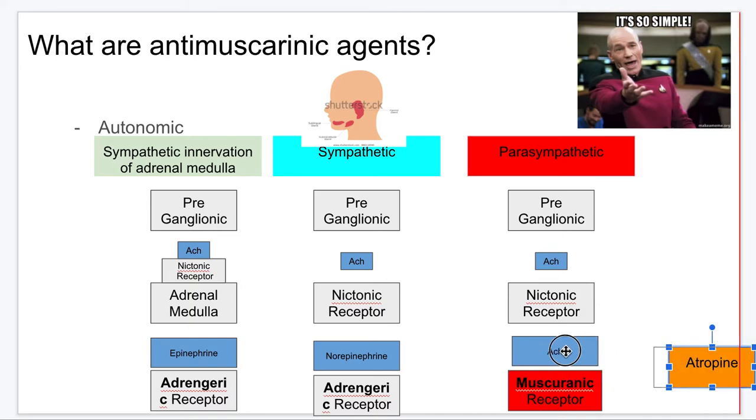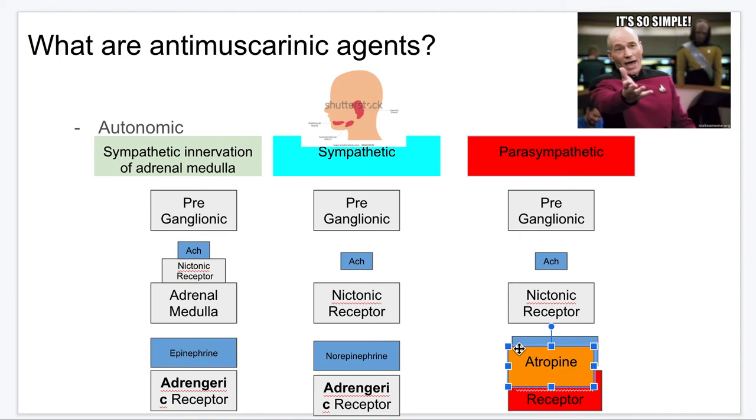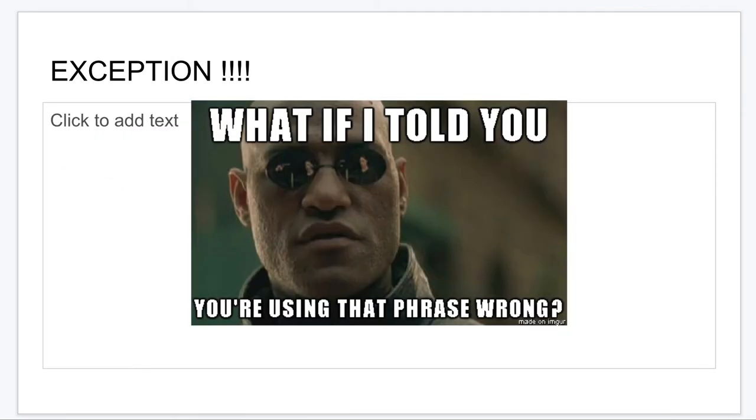So what does atropine do? It blocks the parasympathetic. So basically atropine is a sympathetic drug, because it blocks parasympathetic, it becomes sympathetic. However, what if I told you there is an exception?